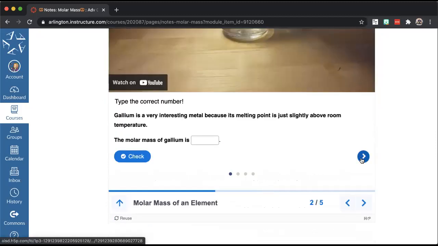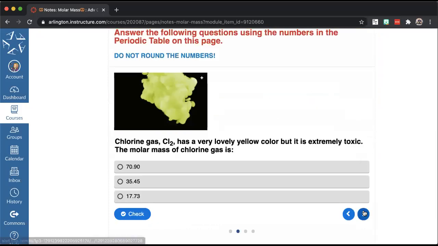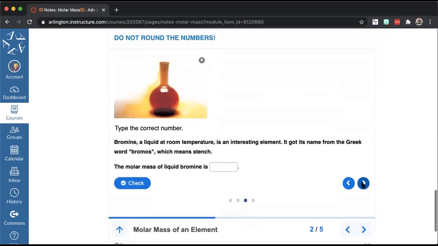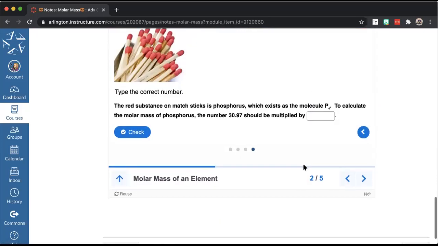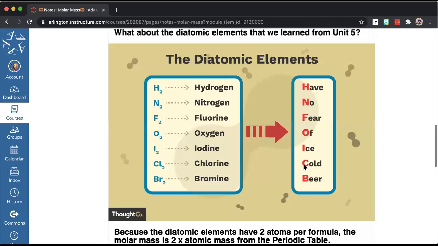Okay. So you have some practice questions down here with some different elements. Some of them are single, some of them are diatomic, some of them are something else. So you can practice checking to see if you understand how to calculate those molar masses.